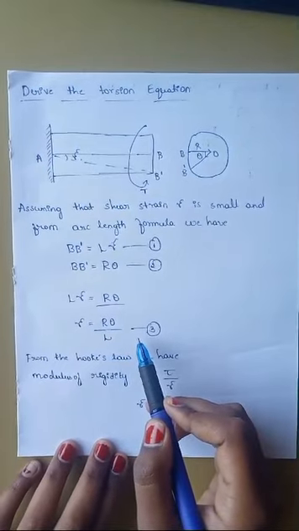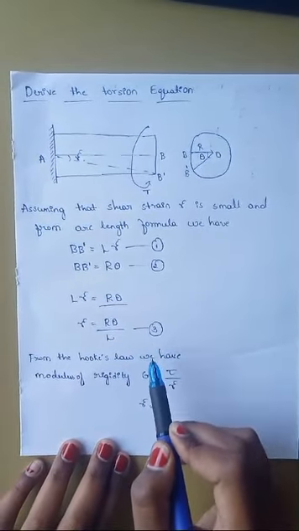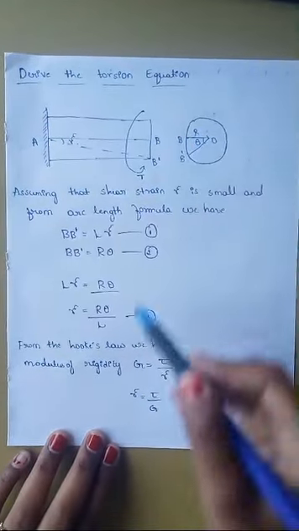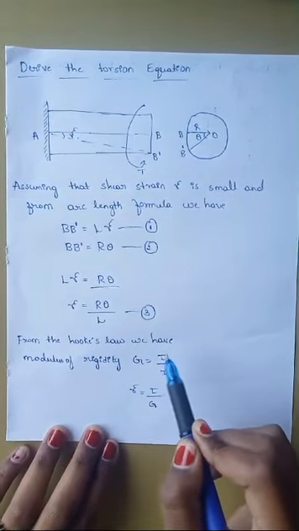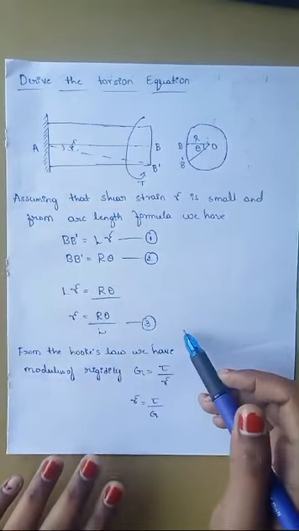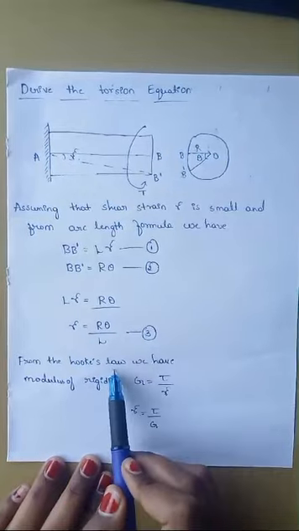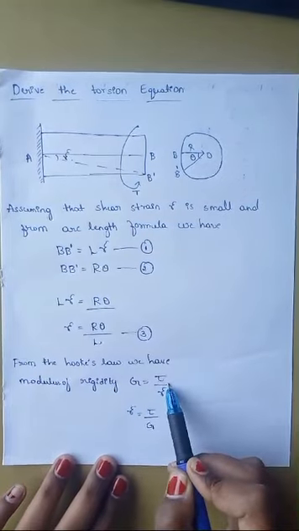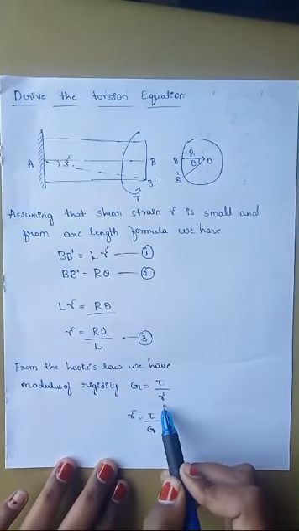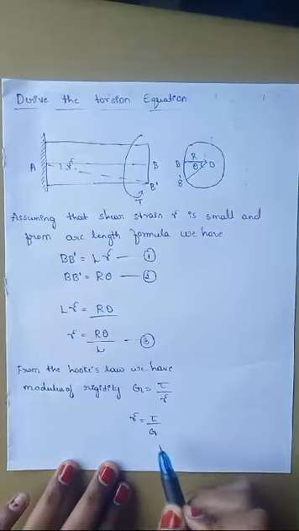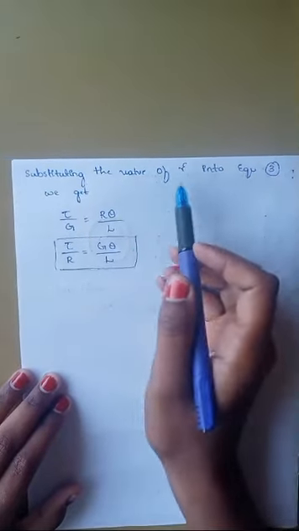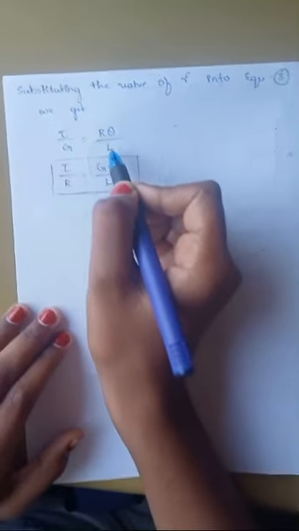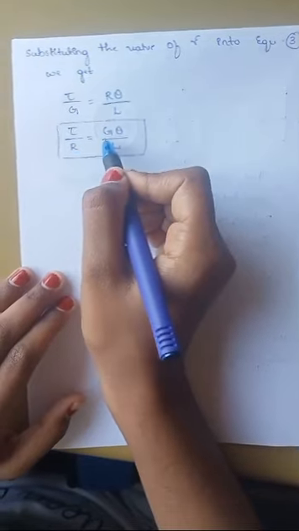From the above formula, it can be seen that the shear strain at a point is directly proportional to the radial distance from the center of the section. Therefore, shear strain is zero at the center and maximum at the circumference. From Hooke's law, the modulus of rigidity G equals shear stress tau by shear strain gamma, so gamma equals tau by G. Substituting the value of gamma into equation 3, we get tau by G equals R theta by L, so tau by R equals G theta by L.